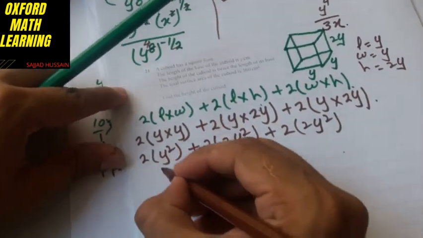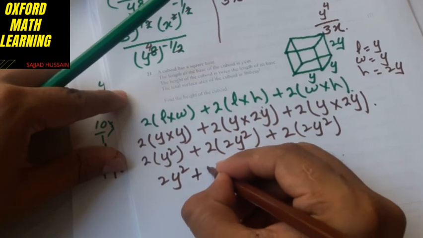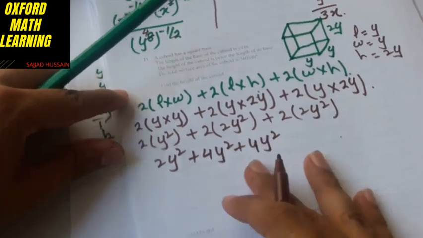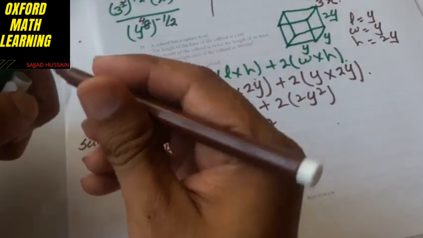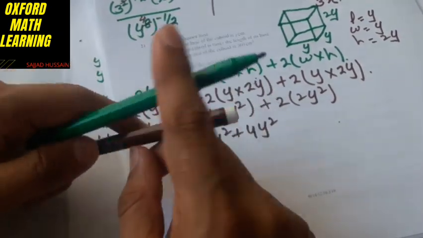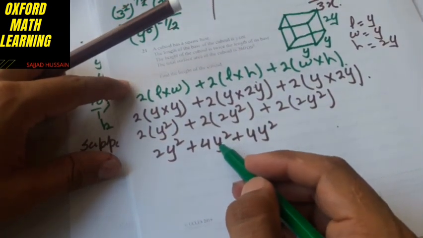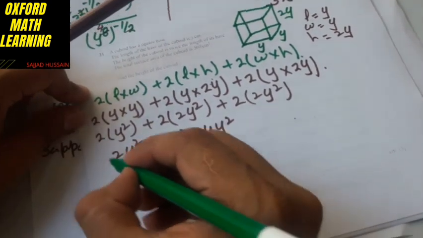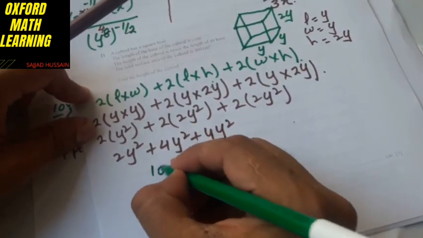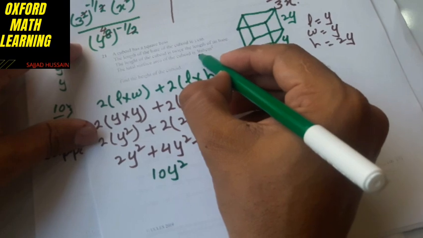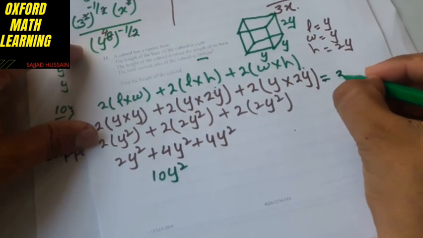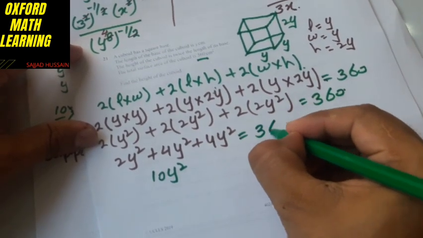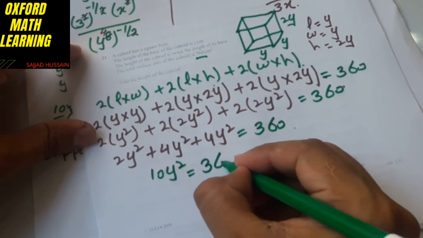Open the brackets. This will become 2y square plus 4y square plus 4y square. Then add them, we can add them because all are in square. So 2y plus 4y is 6y square, plus 4y square is 10y square. So the final expression is 10y square, but we are given that the cuboid's surface area is 360, so 10y square is equal to 360.